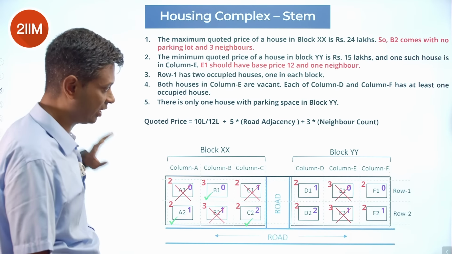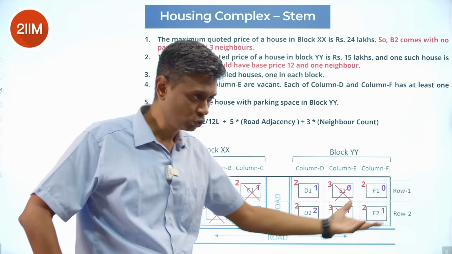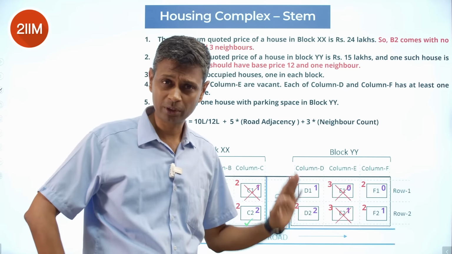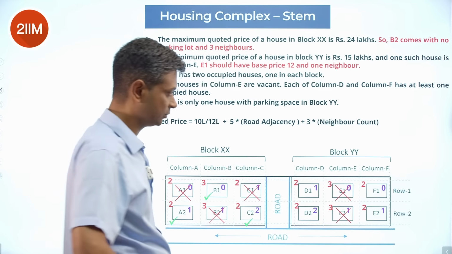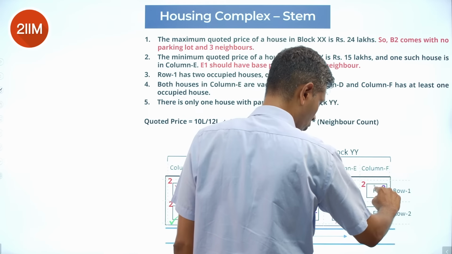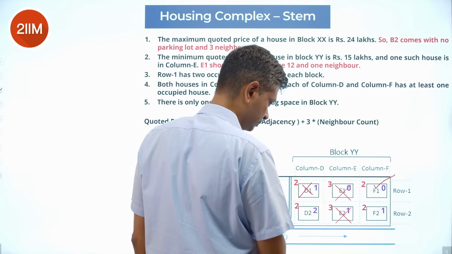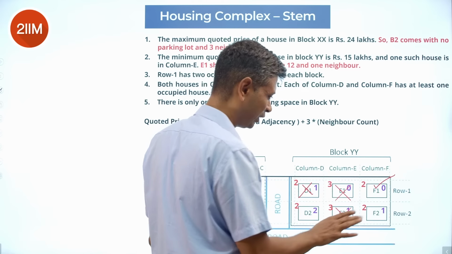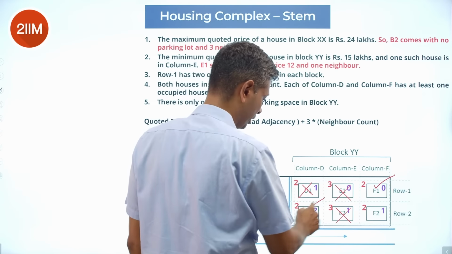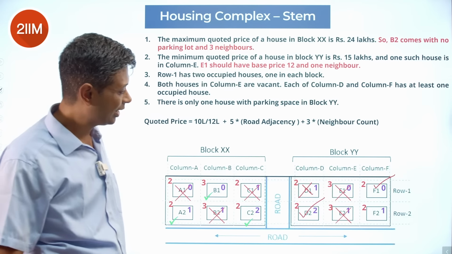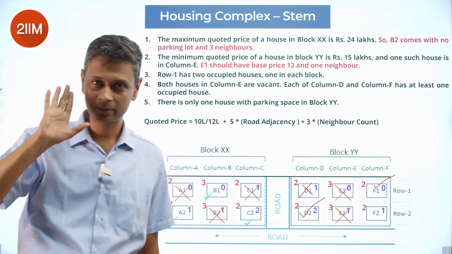Base price 12 and one neighbor. Okay. Now that neighbor could be F1 or D1, one of the two. E2 is not a neighbor, we know that. So if F1 were the neighbor, then this is occupied. This should be unoccupied. And then we can figure out the rest. Right. So that means D2 should have at least one, should be occupied, and we can take it from there. Or D1 were occupied, I mean F1 is unoccupied, and we can build from there.